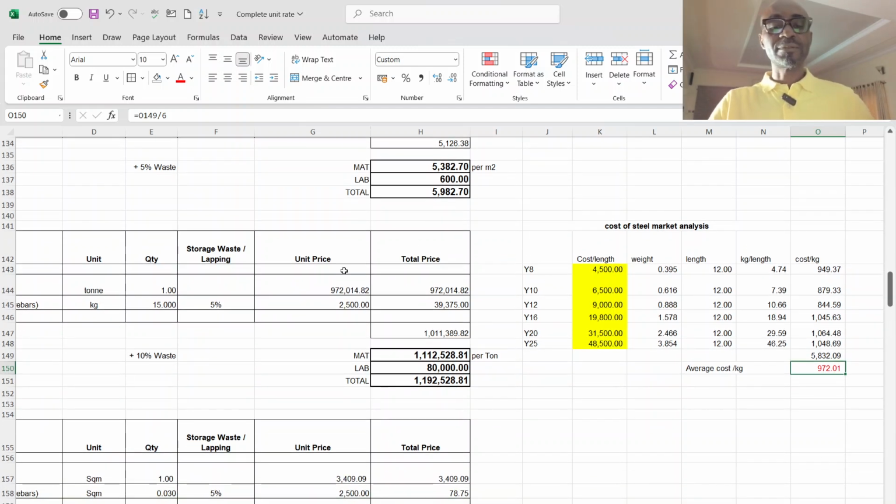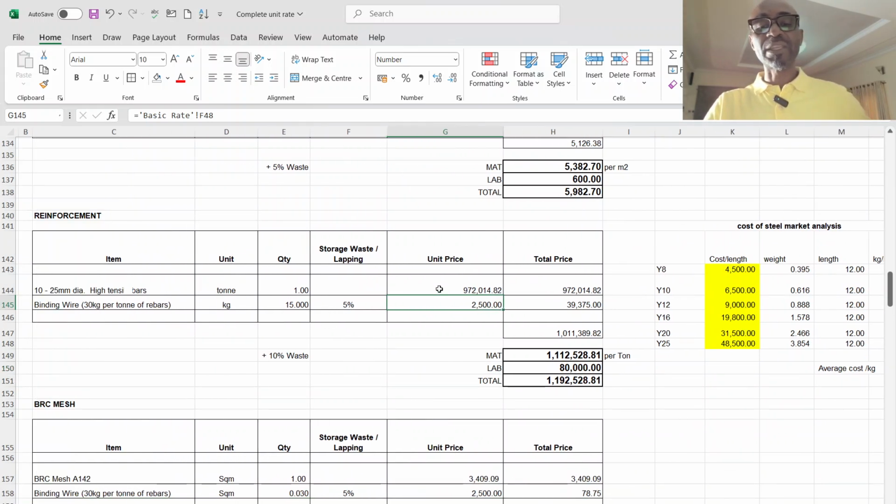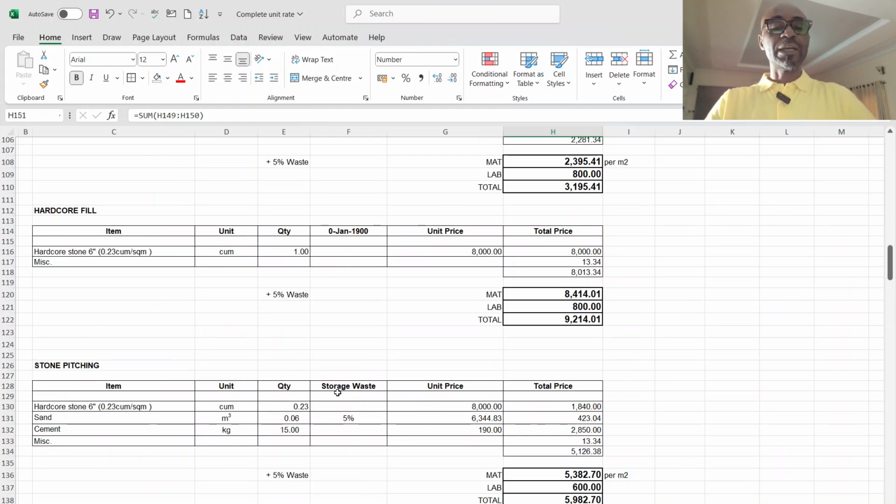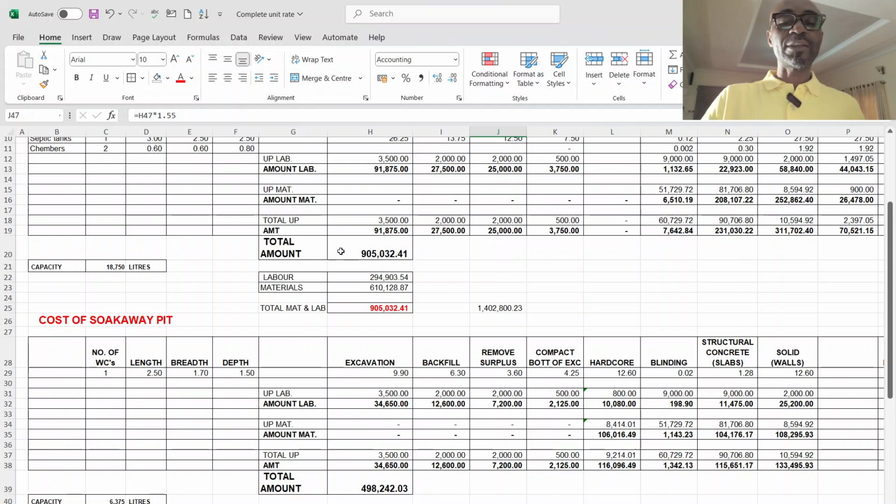I then transfer it to my unit rate, add the binding wire, which is 15 kg per 1 ton, 2005 per ton. I have the cost of my reinforcement as 1.112. Then the labor cost is 80,000. Gives you this dry cost. This is direct cost, no preliminary cost, no overhead, and profits. So then I come to this place.